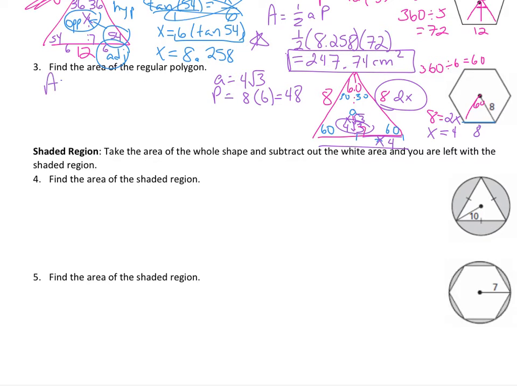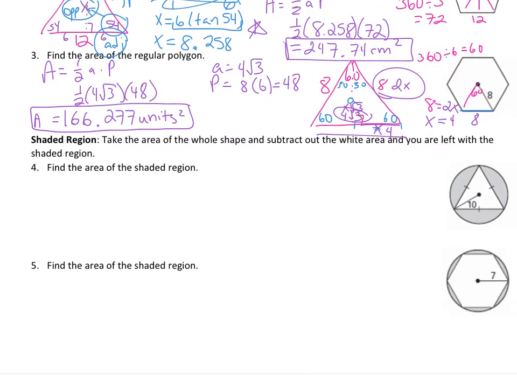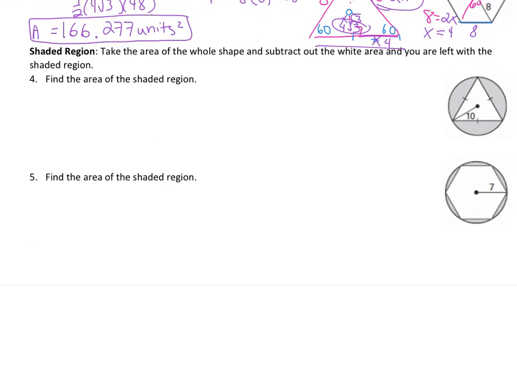And now we can take both of those and put it into our formula. So we get 1/2 times 4 square root 3 times the perimeter of 48. Once we multiply that, we get 166.277, and that would be units squared since they didn't give us any units. Now, where we can use the area of our regular polygons is going to be when we get down here for number 4 and number 5.